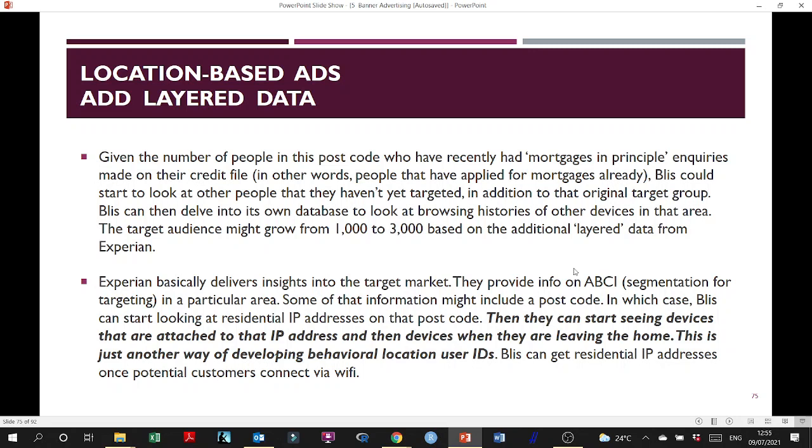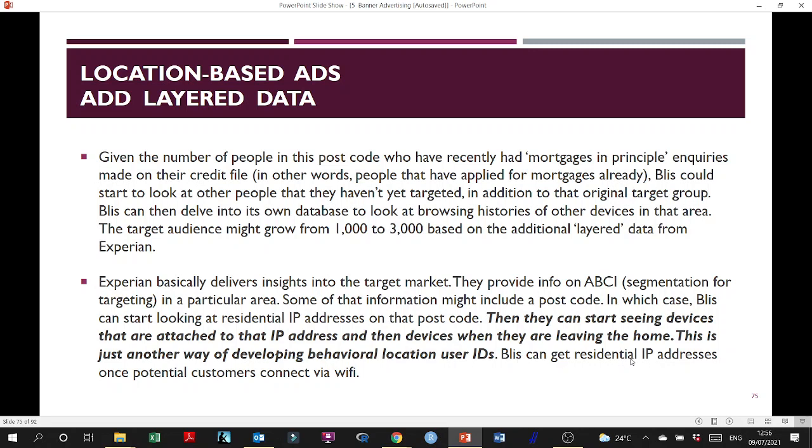So Bliss tells you that on the ground there are 8,000 people who have not been targeted yet, but they are looking for mortgages, as they've been receiving notices from banks to check their credit history for a mortgage. Now, what Bliss can do is start looking into the devices that are attached to certain IP addresses in that geolocation, and then the devices when they are leaving the home. So when are you leaving the home? This is just another way of developing behavioral location ID.